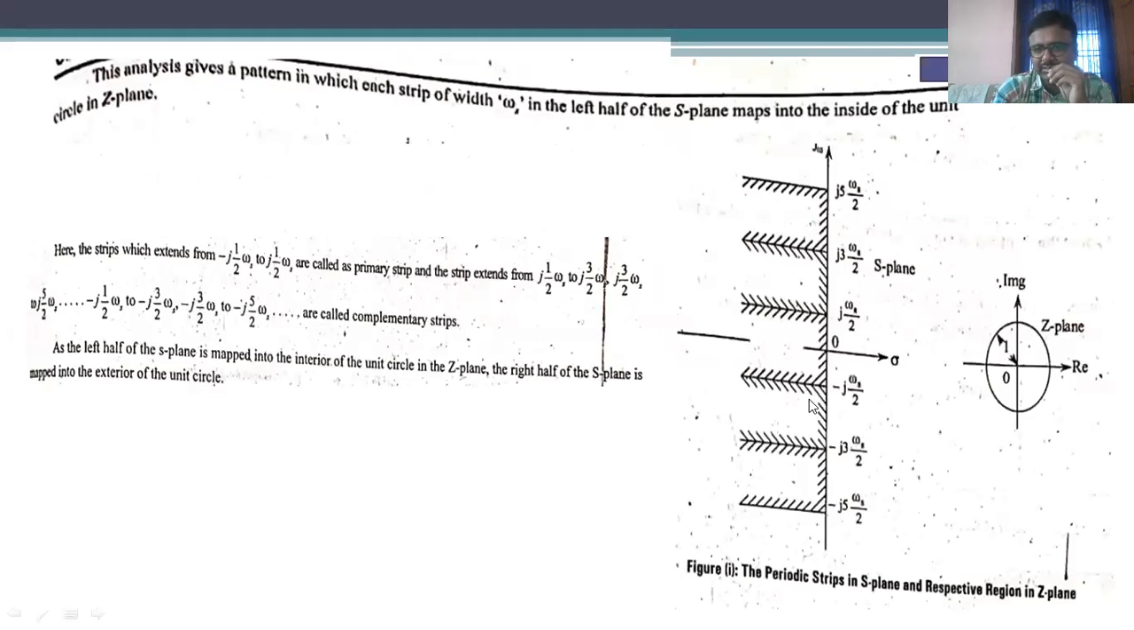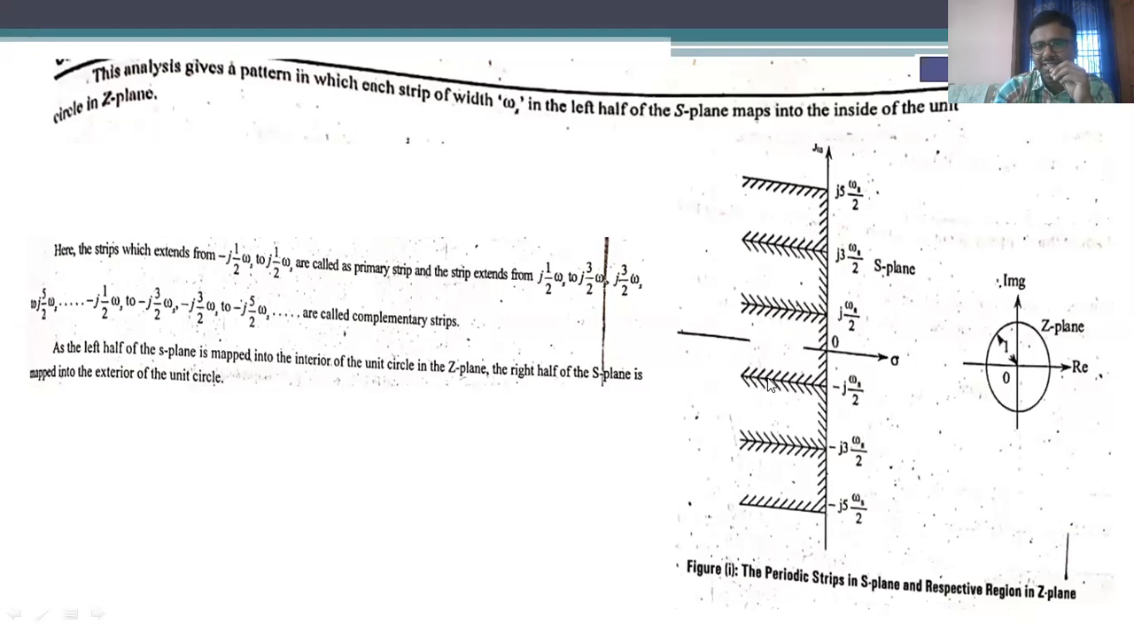So here is the axis representing the S-plane, the stability region of the S-plane, and different points are going to be considered on the jω axis. Let us suppose this is the origin and this is the point jω/2, 3/2 jω/2, 5/2 jω/2. On the negative side, it is represented as minus jω/2, minus 3/2 jω/2, minus 5/2 jω/2. Okay, so the jω axis is going to be divided into an equal number of strips, that means portions.